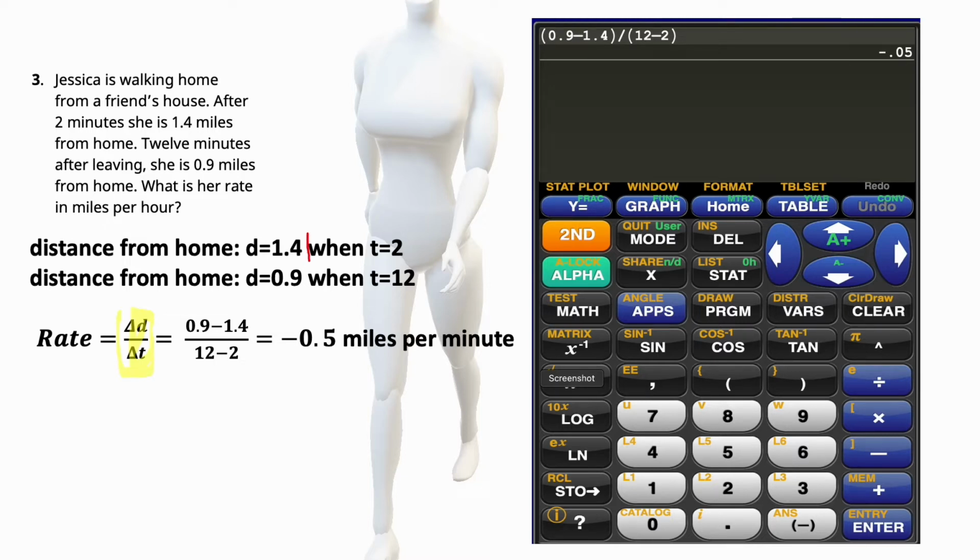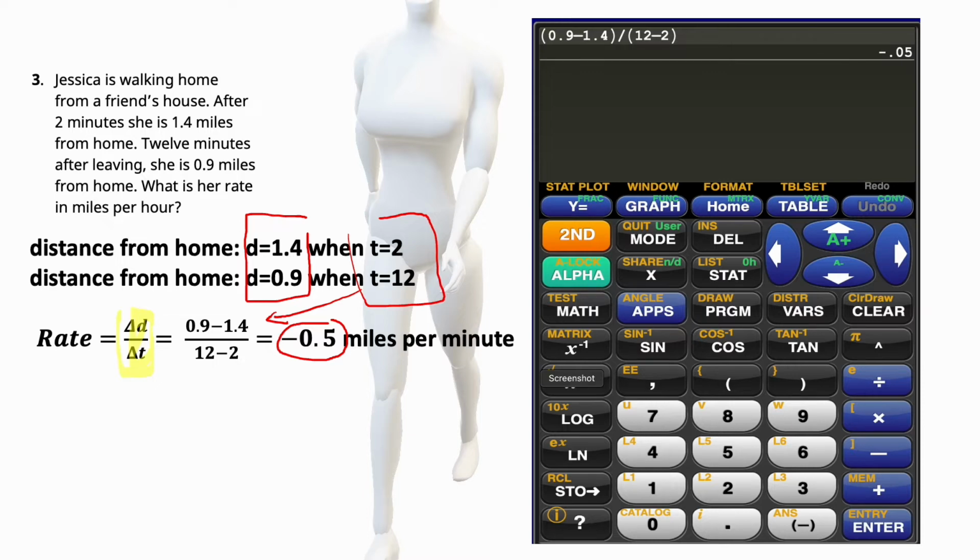Now I just go up here and look at the two distances, and I look at the two times, and I just plug them in, right? So I have 0.9 minus 1.4 and 12 minus 2, and you can see we're going to get a negative answer like we thought. So half a mile per minute.